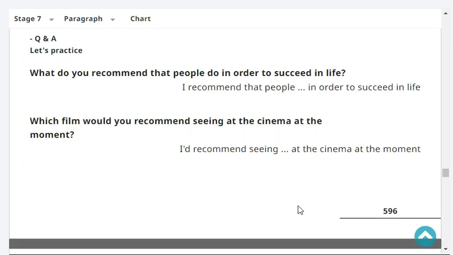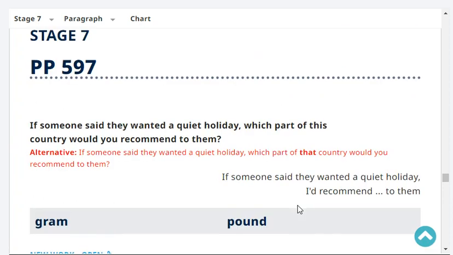Which film would you recommend seeing at the cinema at the moment? I'd recommend seeing Minions at the cinema at the moment. Very good.